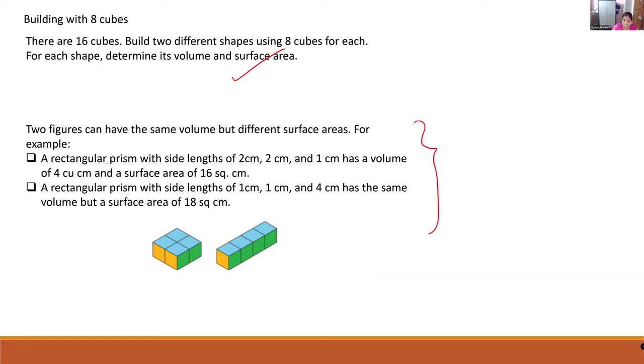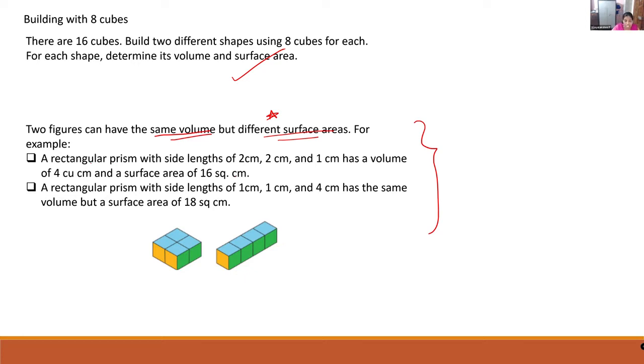So two figures can have the same volume but different surface areas. This part we have to make them understand, and it will also be very helpful in their Prajna examination and Olympiads. If you see, many questions are based on unit cubes only.